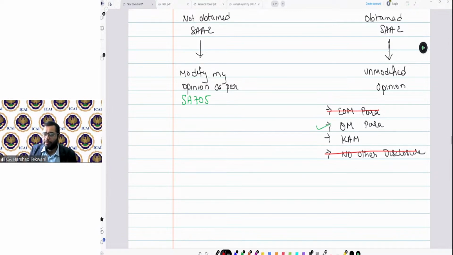Come on, guys. Do I need to include a key audit matter? I have already included other matter paragraphs. Should I include a key audit matter or not? I included an other matter paragraph stating that my numbers are not audited. Should I include a key audit matter paragraph?